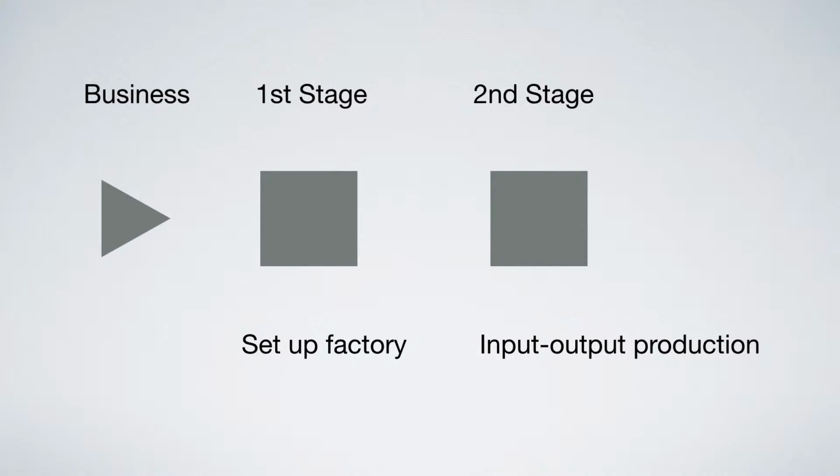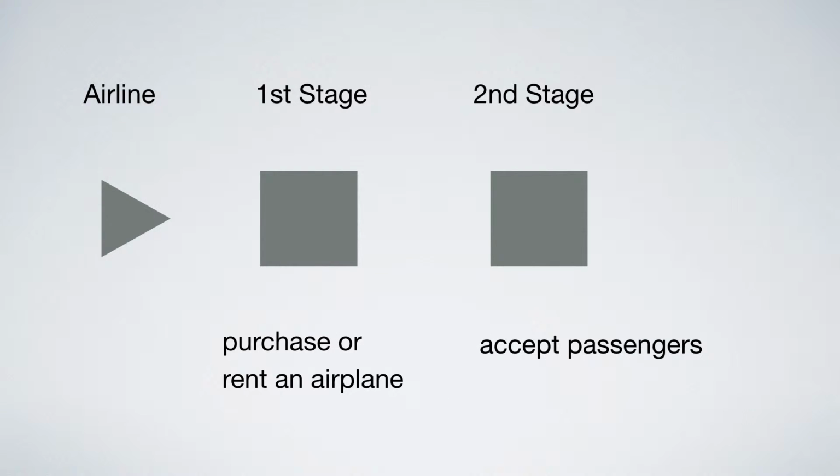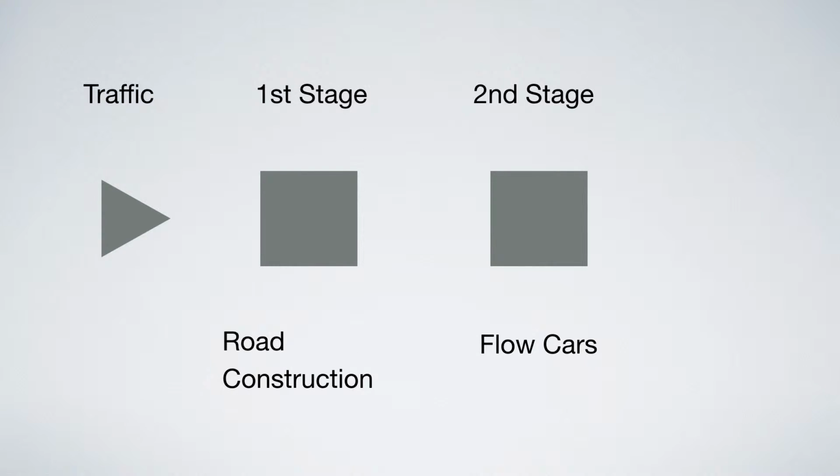Every business involves two stages of decision-making. In the first stage, a firm has to set up factory, equipment, etc. In the second stage, it enters into the repetitive input-output production process. For example, an airline has to first purchase or rent an airplane before it can accept passengers. In the case of traffic, a road has to be constructed first before the traffic operator can flow cars and collect a toll.